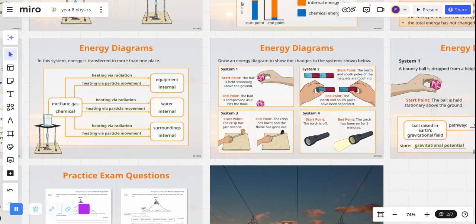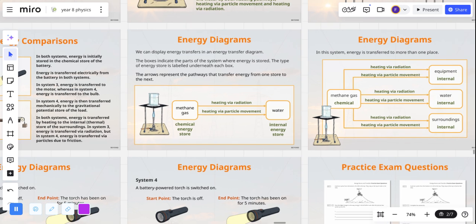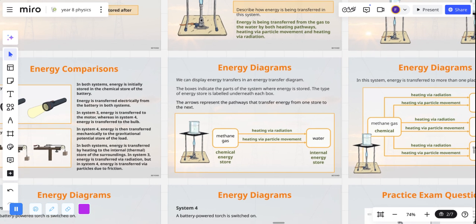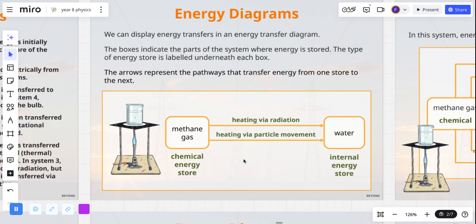So we then get to these energy diagrams, which is really kind of cool. Some of you got this far, but I'm going to show one of them to you. Here you've got a Bunsen burner. It is burning fuel. Methane gas is a fuel. This is the chemical energy store. You're heating up the water. You are changing its internal energy store, its thermal energy store. Either word I'm okay with.